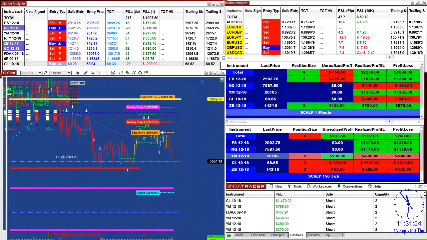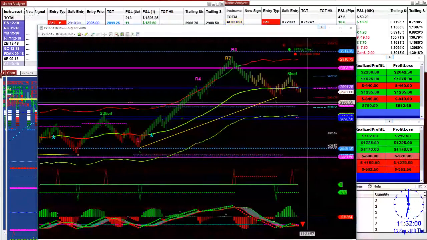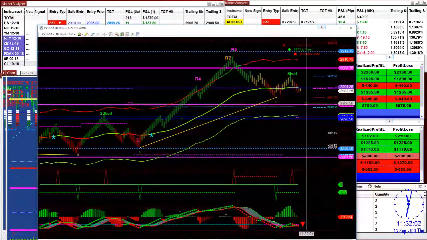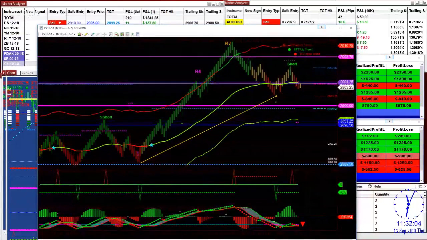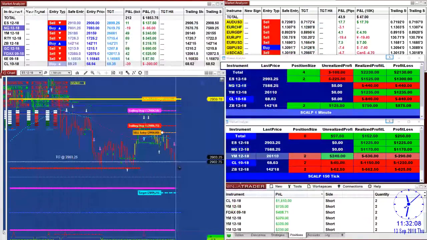Okay. We're coming to our entry. 0.05 or 0.025. This is where, exactly right there.